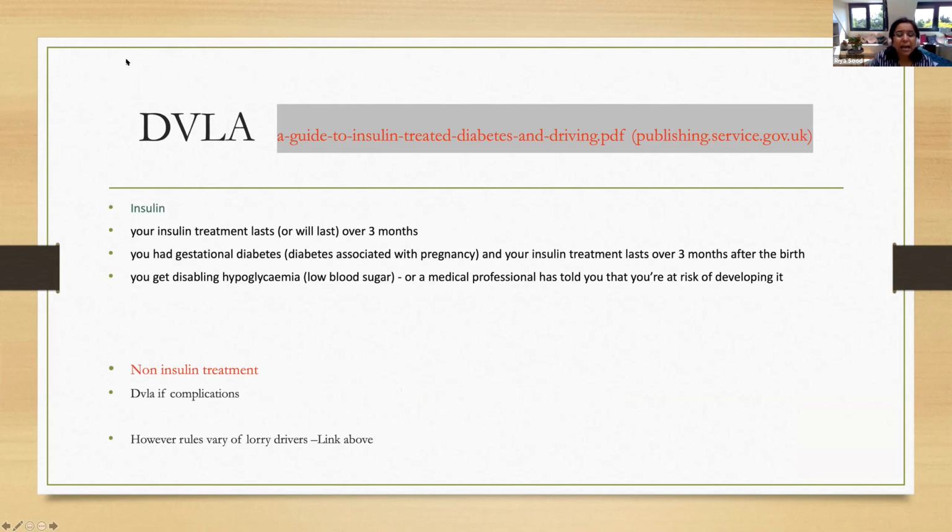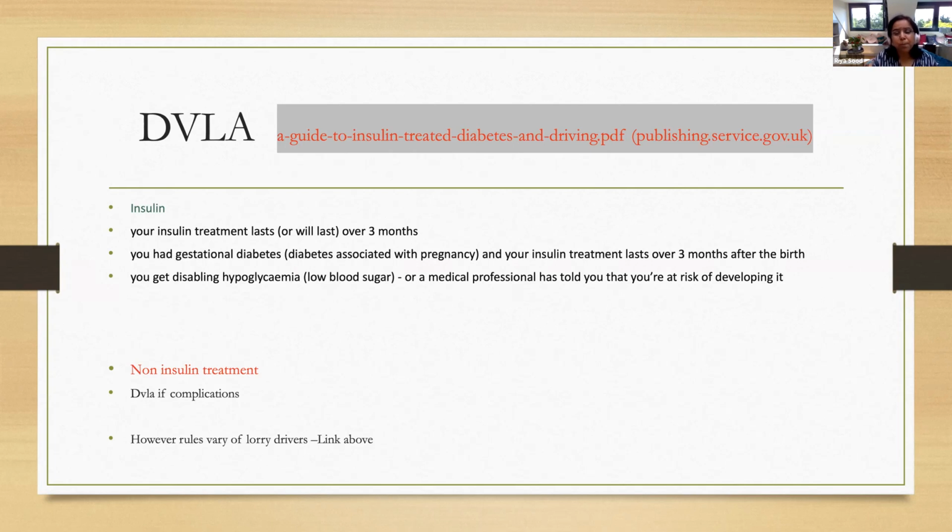I just wanted to put this out there, but I don't expect people to remember this. Just to say that if you are on insulin, you've got to inform the DVLA. If you are on non-insulin treatment but you've got complications from diabetes, you've got to inform the DVLA. But the rules are different for lorry drivers. So actually find out what they drive, and just signpost them. And I'll put the link here for the DVLA, a really good leaflet.